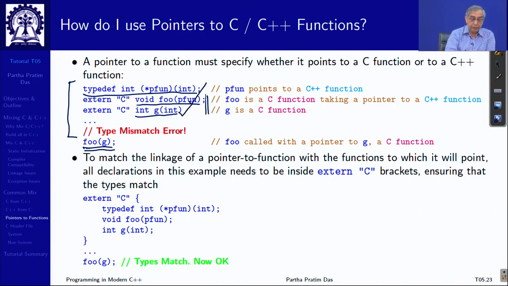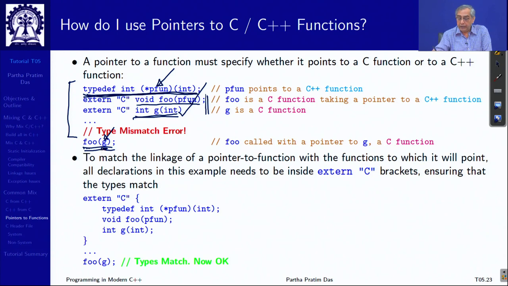Both of these are treated as unmangled names, right. So, g is a C function that you are passing to C++ here, whereas the typedef that you have done is not in extern "C". So, the typedef expects this to be a mangled name, whereas it gets an unmangled name. It cannot handle it, it does not know.